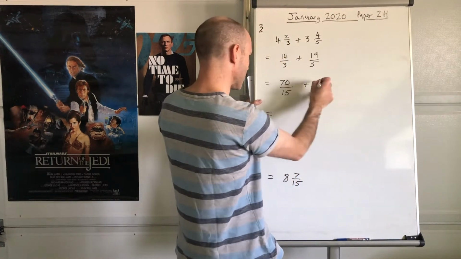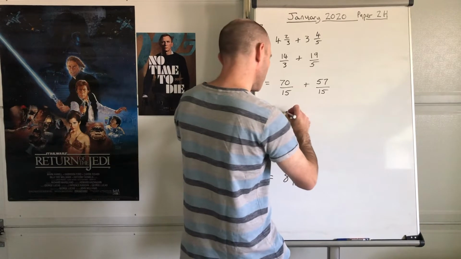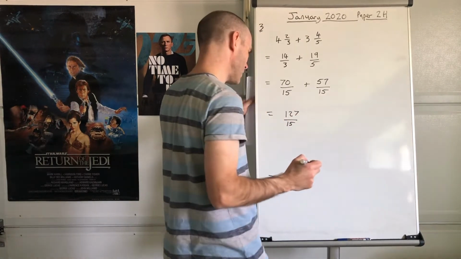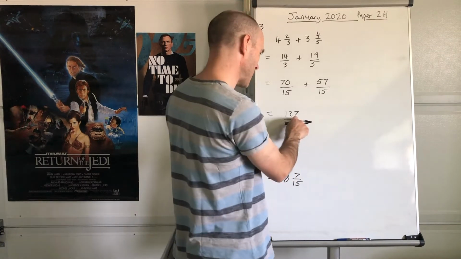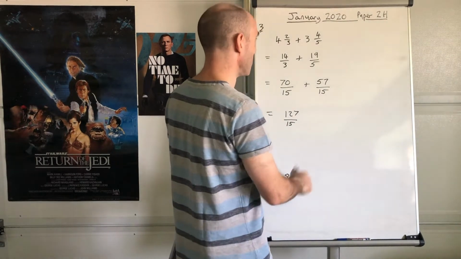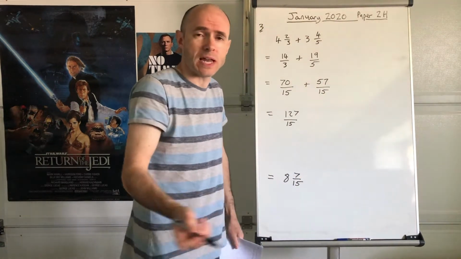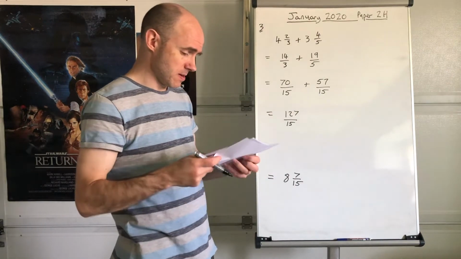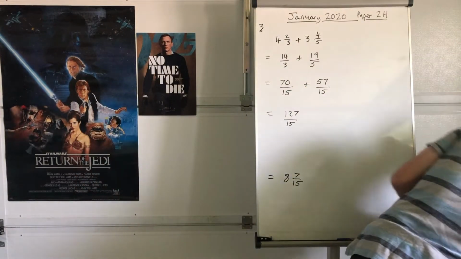And then next add them together, so 70 plus 57 is 127 over 15, and then just check, 120 divided by 15 is 8, and that is equal to 8 and 7/15. So that's all you need. You don't need any more than that, and that'll be enough for full marks. Right, moving on, question number 4.